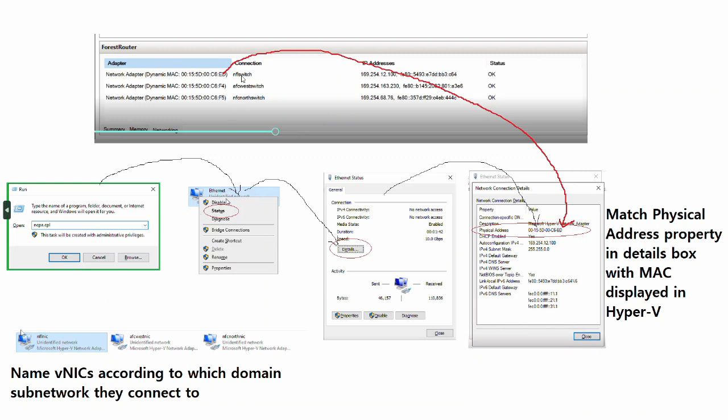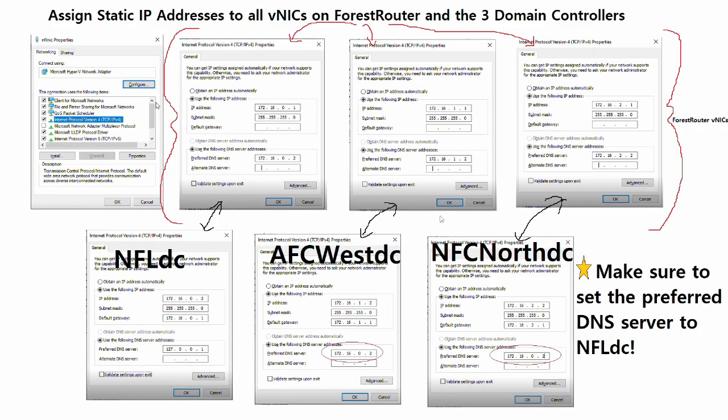So then, to make it simpler, you just rename the VNICs according to which domain subnetwork they connect to. NFL NIC, AFC West NIC, NFC North NIC. They'll connect to their respective switches. Hopefully that's not too complicated. And then you're going to assign static IP addresses to all the virtual NICs, the 3 on the forest router, and the 3 domain controllers. And each domain controller will line up with the virtual NIC on the forest router.